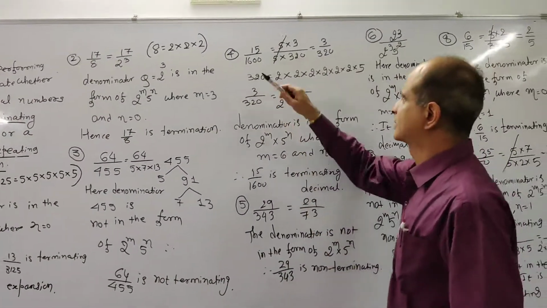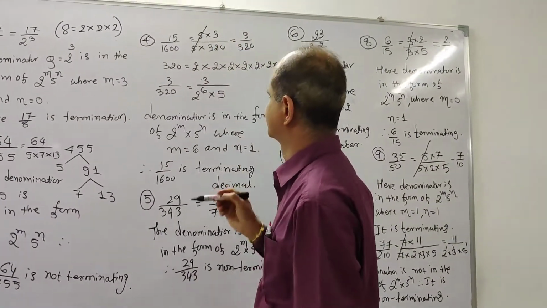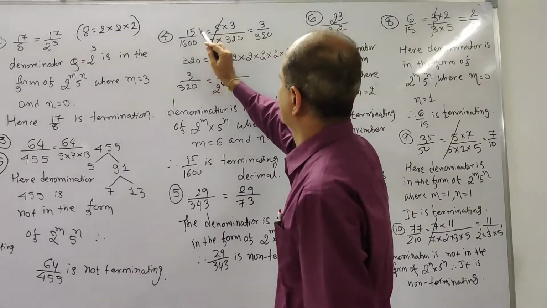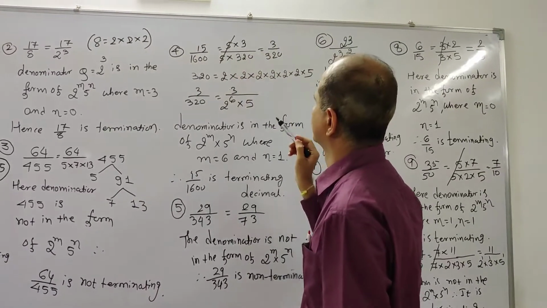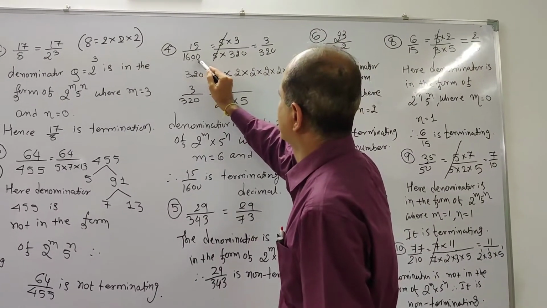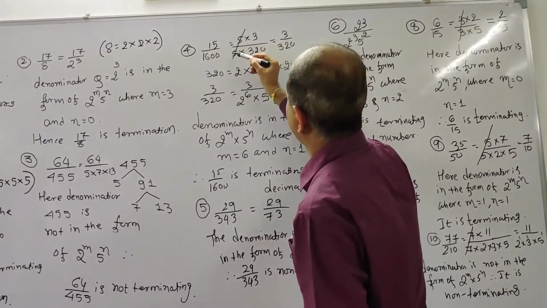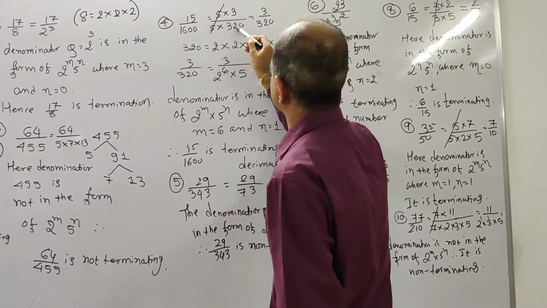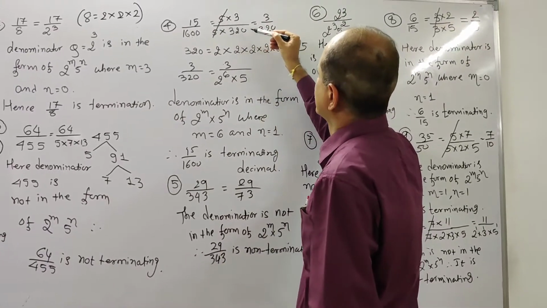The fourth one is 15 upon 1600. 15 you can divide into 5 into 3, while 1600 you can divide by 5. If you divide by 5, you get 5 3s are 15, 1 and 0, 5 2s are 10 and 0. So 320 into 5.